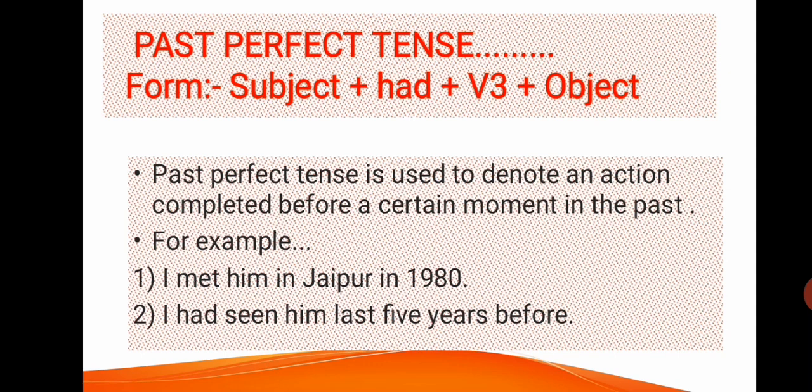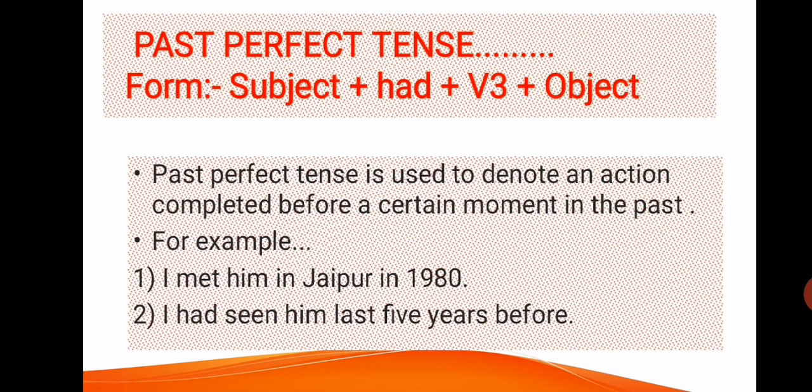See example. I met him in Jaipur in 1980. Now, the work is finished, the action is completed, and I am talking about it. So, I met him in Jaipur in 1980. In second example, I had seen him last 5 years before. Now, these 5 years before is actually denoting that the action is completed and now I am talking about 5 years ago.